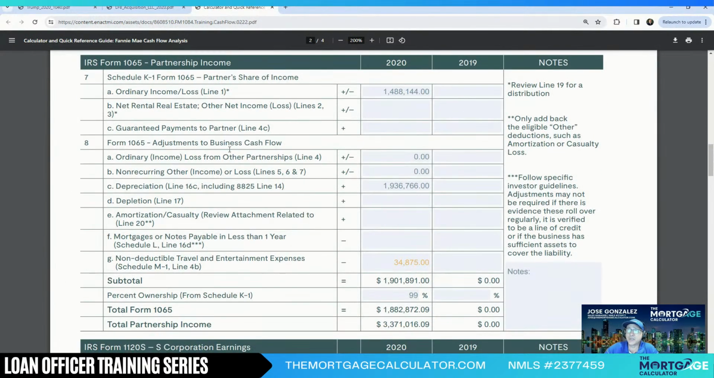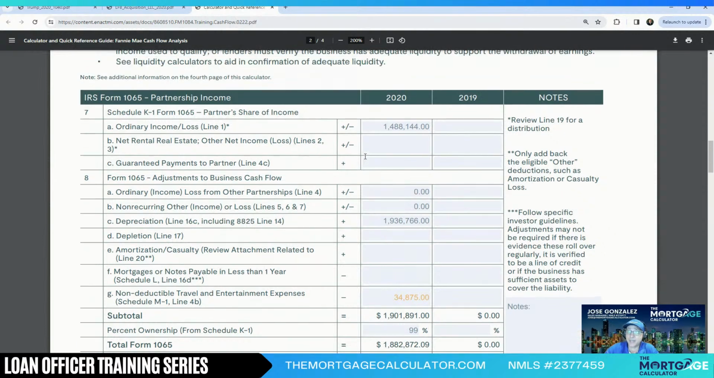Now we get the added back part. Now keep in mind, only 1,488,144. Most of you, if you would not complete this calculator and you're only looking at the personal tax return or the Schedule K1 that they got, you think, oh well, okay, 1,488,144 is a borrower's income, but no, you would be leaving money on the table if you did that. That's the whole purpose of doing the calculator, right?